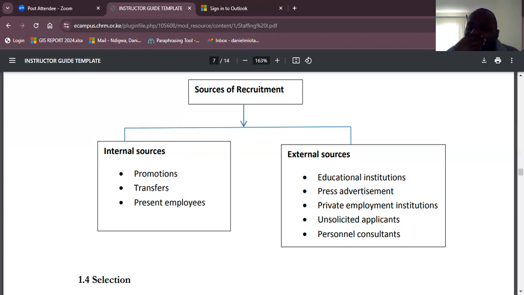I don't know for other departments like human resource, but for procurement or supply chain for that matter, they always do that. Then present employees, you can also get a lot of information on recruitment from already existing employees who are there and who are qualified. So you can easily promote them by virtue of their qualification.